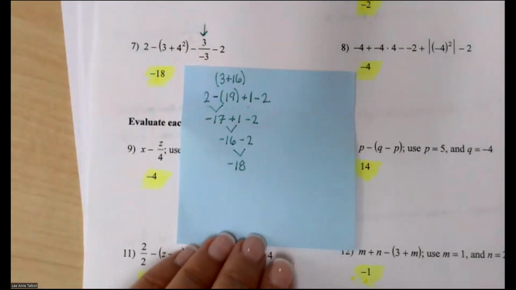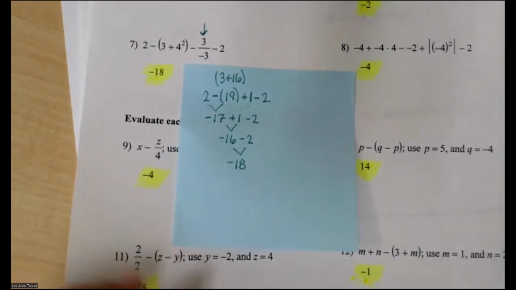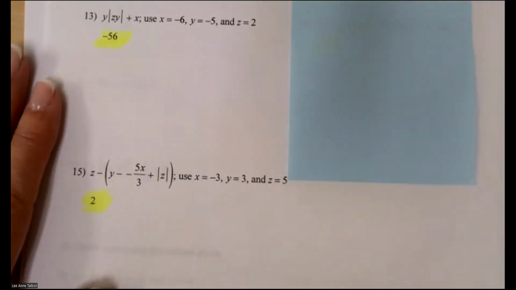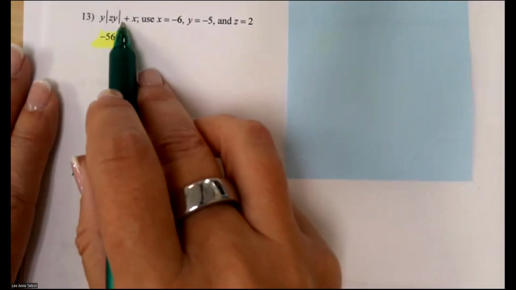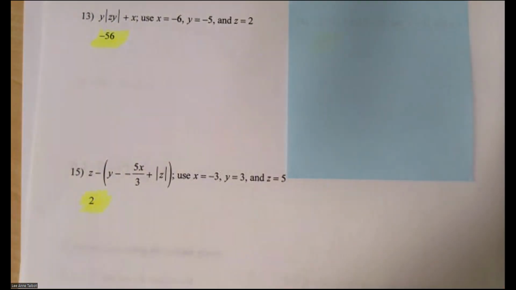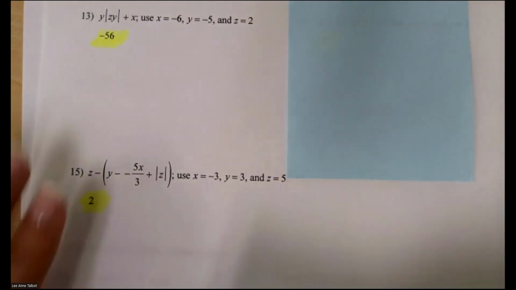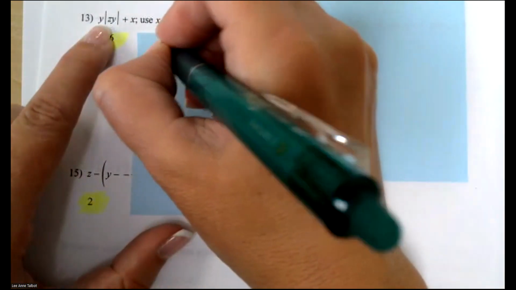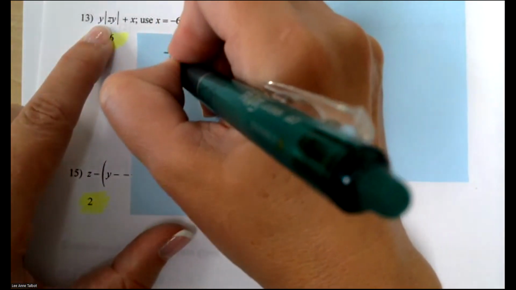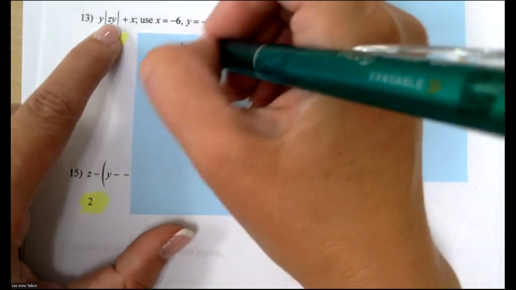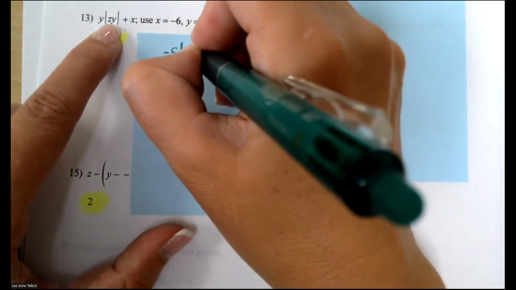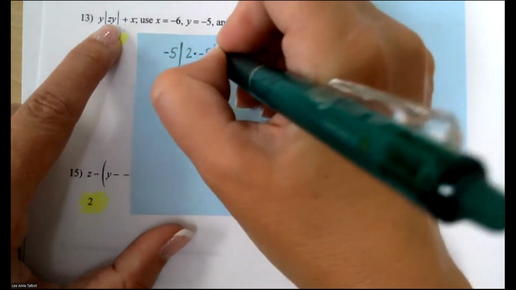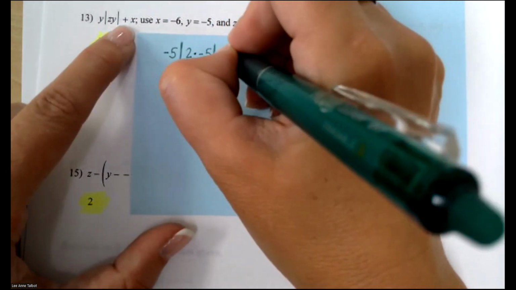Okay, now I'm going to go to number 13, and then I got a request to come back to number 5. Number 13. Okay, first thing I want to say about number 13 is that when you have two letters right next to each other, you multiply them. So I have y, which is negative 5, absolute value. zy means you multiply them. So 2 times negative 5, and then plus negative 6.